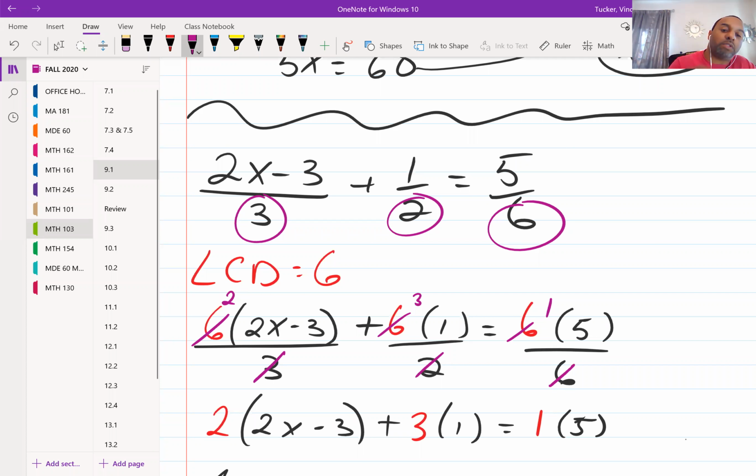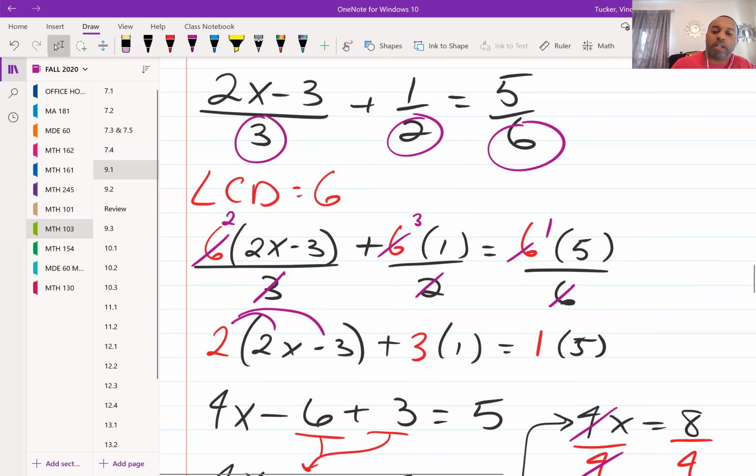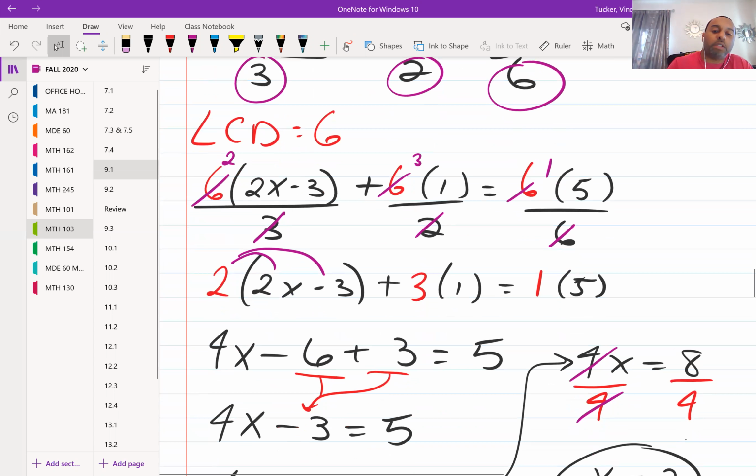All right, so we can go ahead and go about solving. Distribute that 2 and multiply the 3 and times 1 and 1 times 5. So we have 4x minus 6 plus 3 equal to 5. So negative 6 plus 3, add those together. That'll give you negative 3. So that's 4x minus 3 equal to 5.